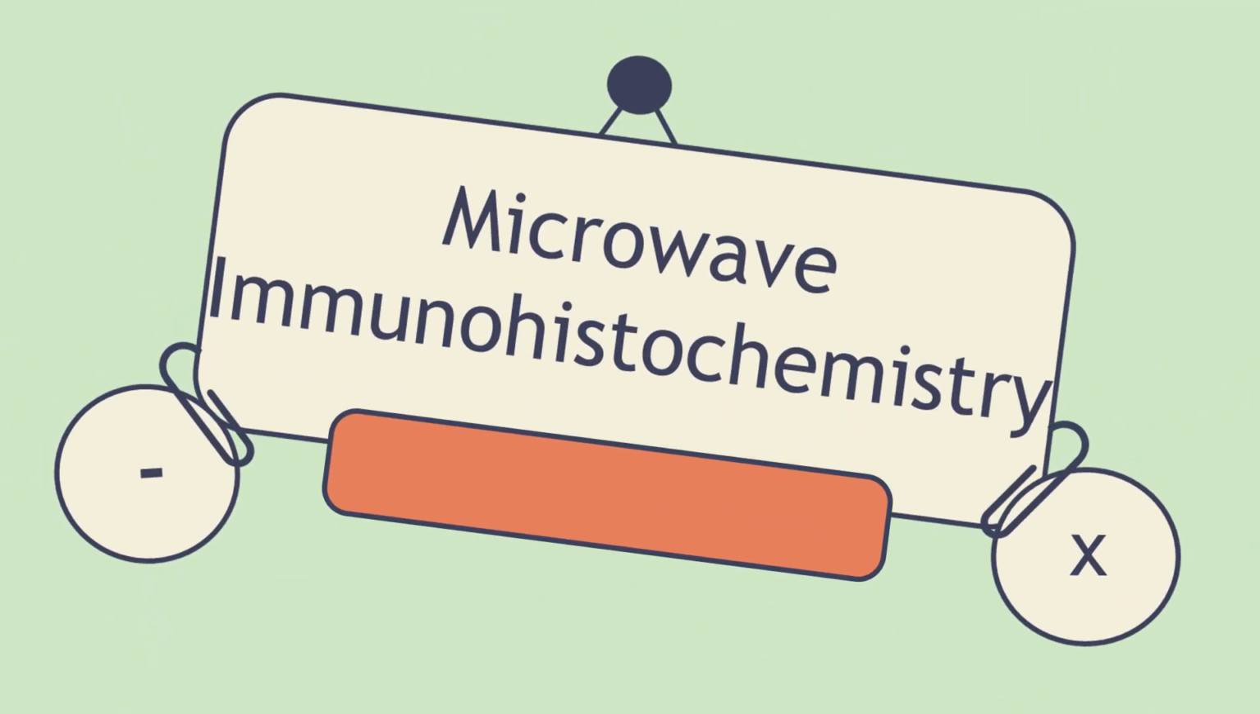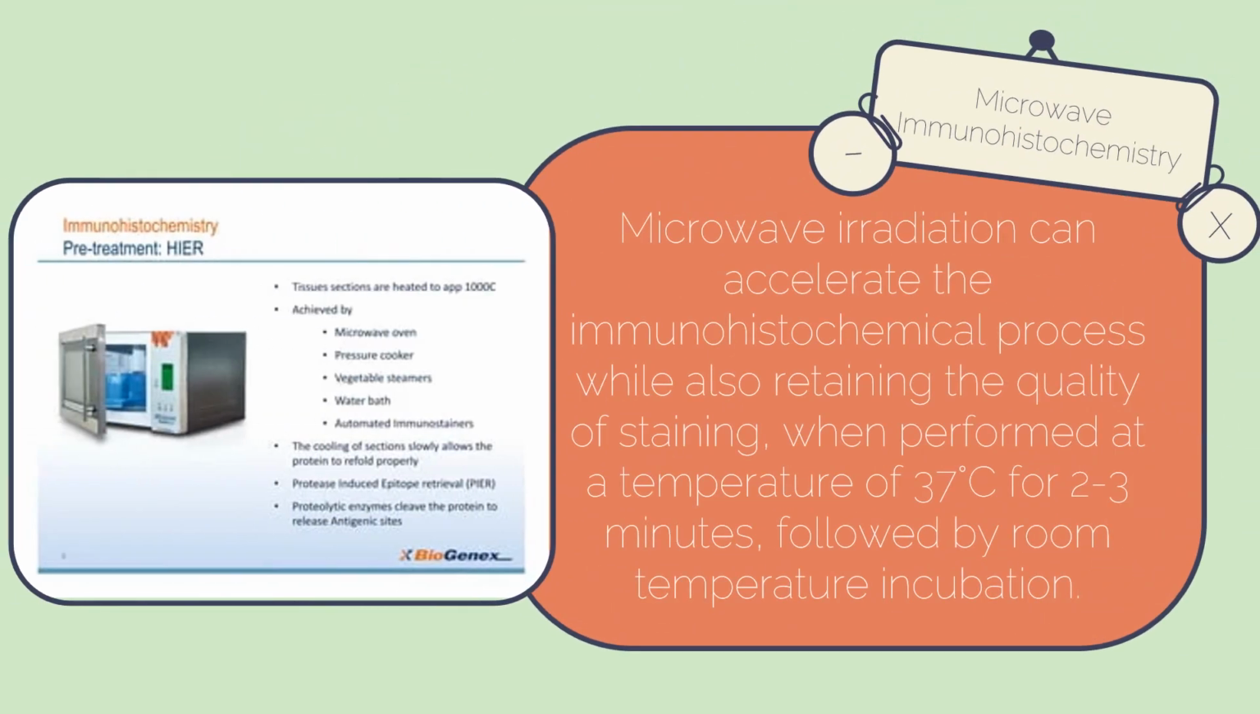So now we go to microwave immunohistochemistry. Microwave irradiation can accelerate the immunohistochemical process while also retaining the quality of staining, when performed at a temperature of 37 degrees Celsius for 2 to 3 minutes, take note of that, followed by room temperature incubation.